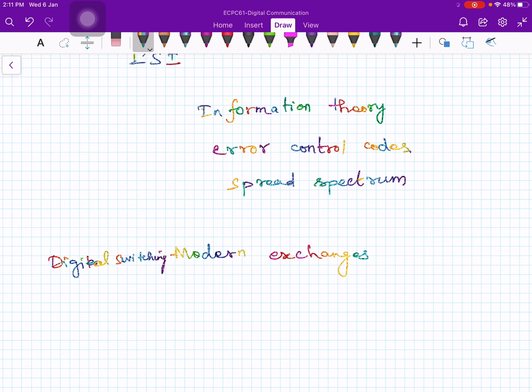Digital switching takes care of modern exchanges to some extent. I'm not sure whether we will have the time to do it, but if time permits we will spend some time on digital switching, at least a brief review of digital switching.